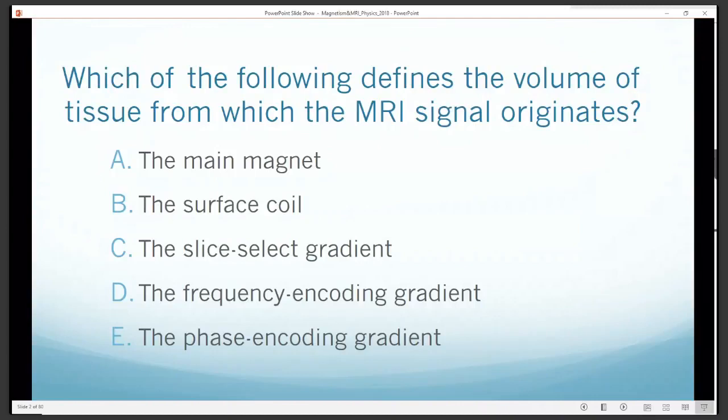Okay, so let's have another question here. Which of the following defines the volume of tissue from which MRI signal originates? The main magnet, the surface coil, the slice select gradient, the frequency encode gradient, or the phase encoding gradient?